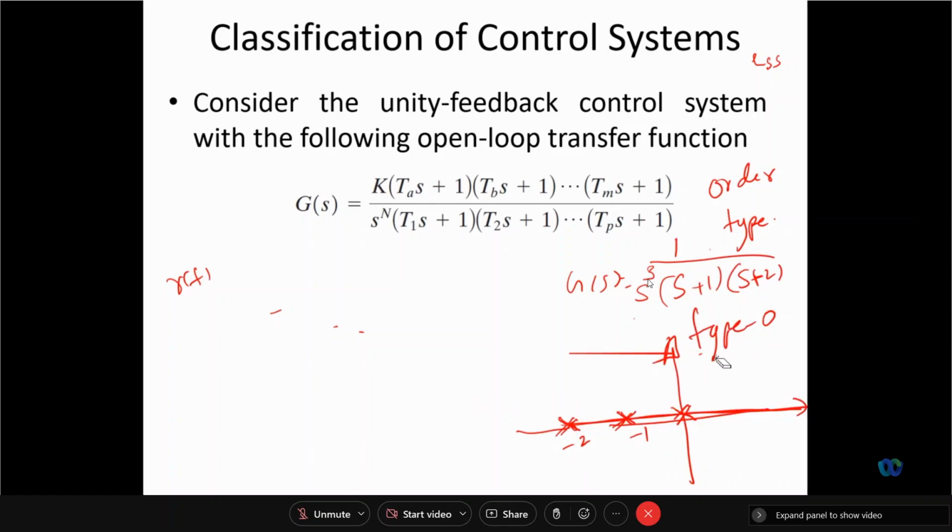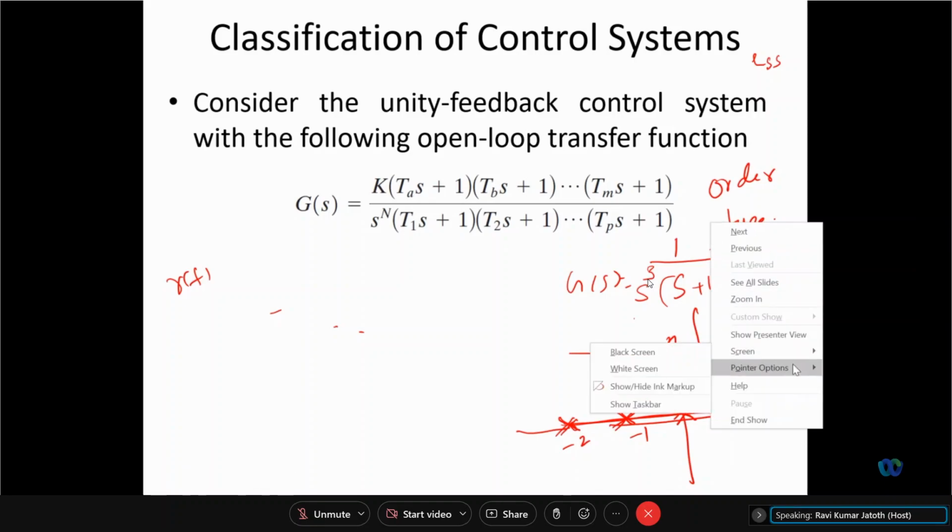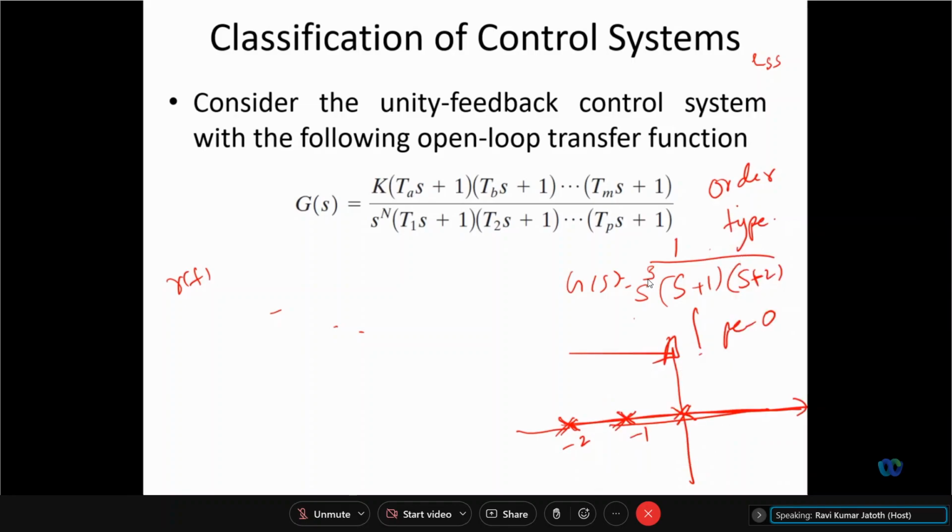Type 3. Right, type 3. So the type of a system will influence the steady state response of a system. I'll come to that point a little later. Okay, so now you understood what is the type of a system. What do you mean by type of a system?